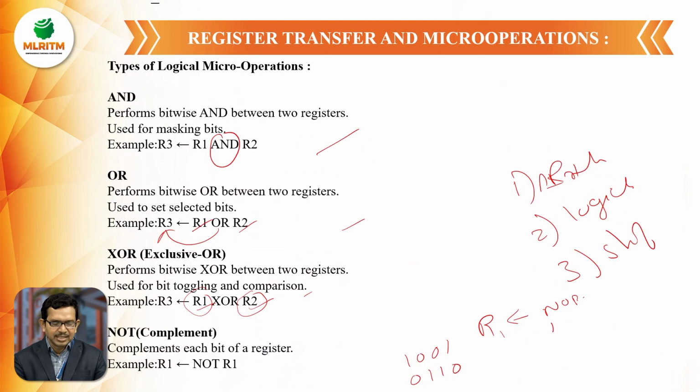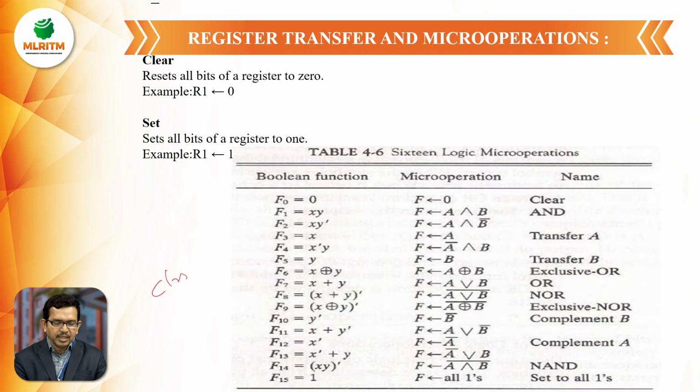So these are the different types of logical micro operations which we are going to frequently apply on the registers. The first one is the AND operation, second is OR, third is XOR, fourth is NOT, and the fifth one is clear. And the last one is the set operation. What is the set operation? It sets all the bits of the register to 1. So if I want to set all the register's data to 1, I apply the set operation, where the register's data will be set to the condition 1.